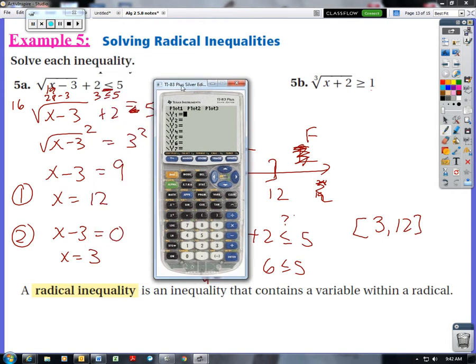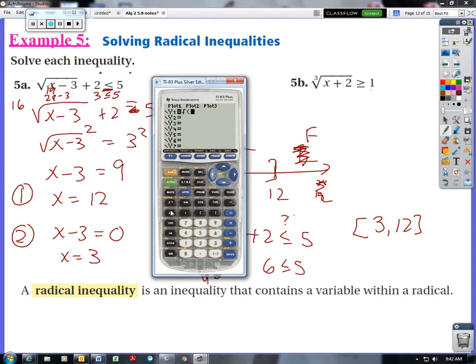So I'm going to have the square root of x minus 3 plus 2 in y1, and then in y2 I'm going to put 5. I'm going to graph it. Oh, they don't cross, so I need to make my x's bigger. Whoops, I went too far. Let's make it 20 and see what happens.